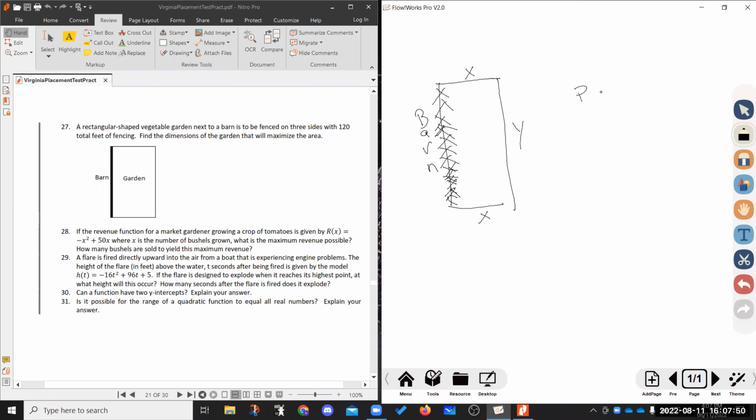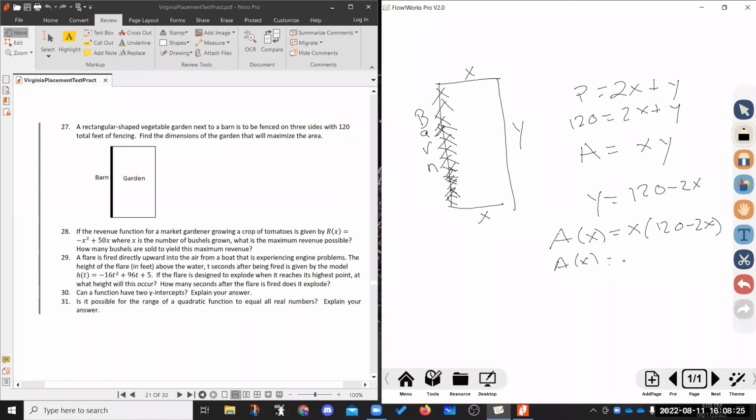So our perimeter of fencing is going to be 2 X's and 1 Y, and we have 120 feet of fence that we're allowed to fence in with, and we want to maximize the area, which is x times y. It's easy enough for me to solve for y here. Y is equal to 120 minus 2x. And make a substitution: A of x is going to be x times 120 minus 2x. Then I'm going to distribute: 120x minus 2x squared. And we want to maximize this.